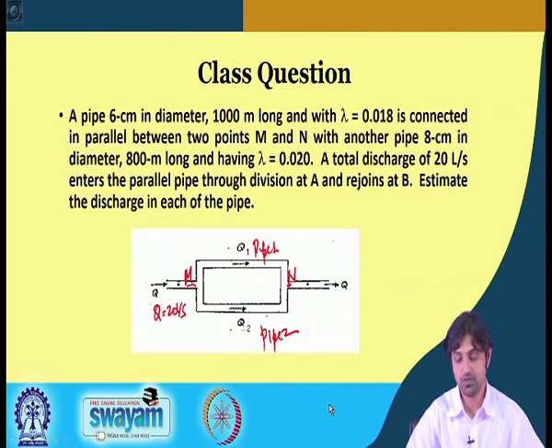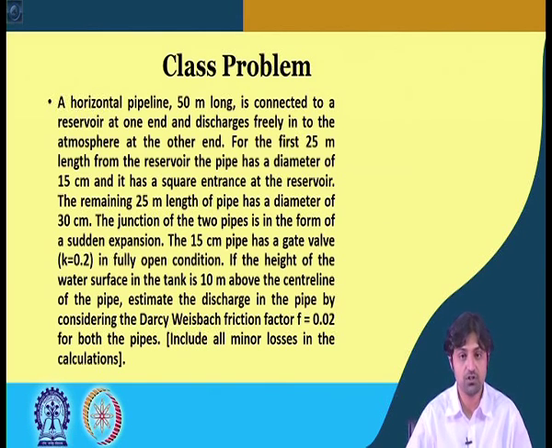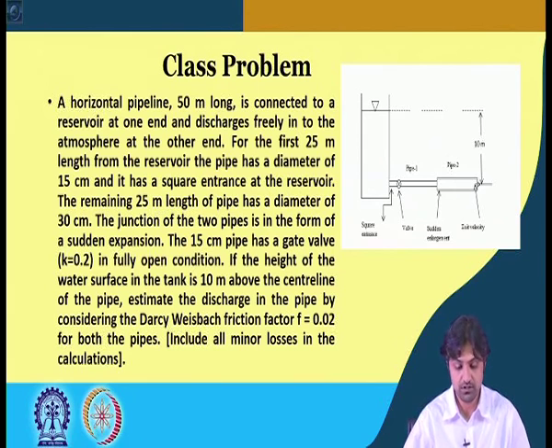So this was one question. Now the one more question is, there is a horizontal pipeline which is 50 meters long and is connected to a reservoir at one end and discharges freely into the atmosphere at the other end. So for the first 25 meters I have shown this diagram here.